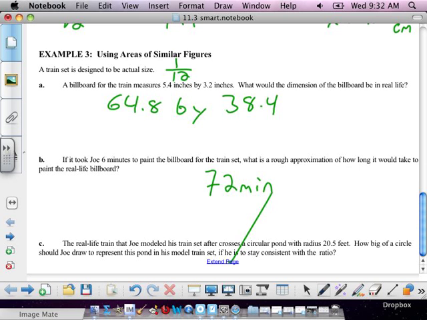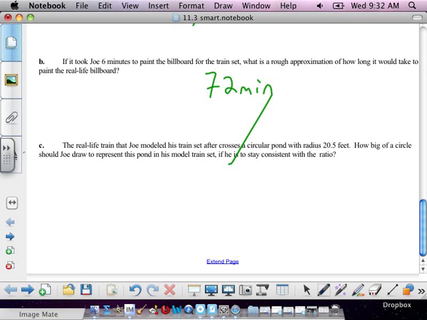All right, the real-life train that Joe modeled his train set after crosses a circular pond with a radius of 20.5 feet. How big of a circle should Joe draw to represent the pond in his model train set if he is to stay consistent with the 1/12 ratio? So if the real-life pond has a radius of 20.5 feet, how big should the radius be of the model one?